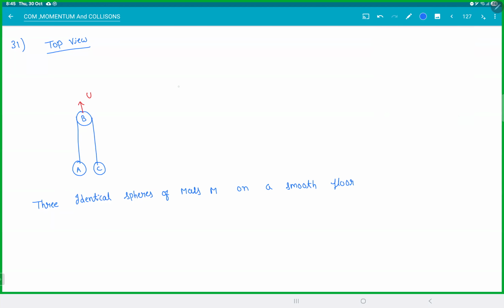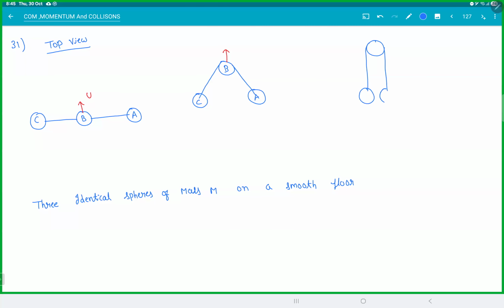After some time, B will come somewhere here. No, wait, it's not like this. Let me draw it like this. A and B are horizontal. Now, if you kick the center ball, what will happen? B will come a little forward. But in this process, A and C also will start moving. They'll start bending like this. B is still going up. Now A and C are also moving. Then eventually your picture becomes like this. A, B, C, right? They'll come in a line like this.